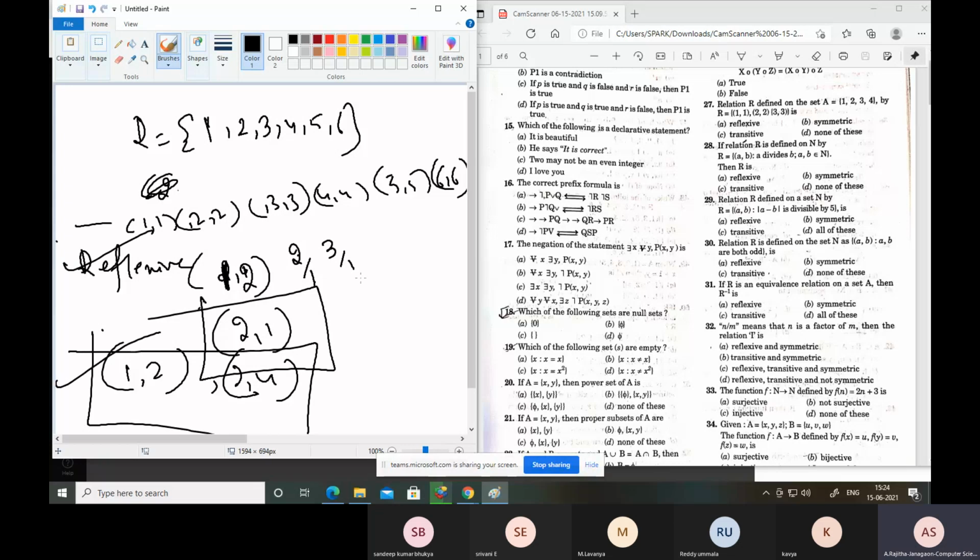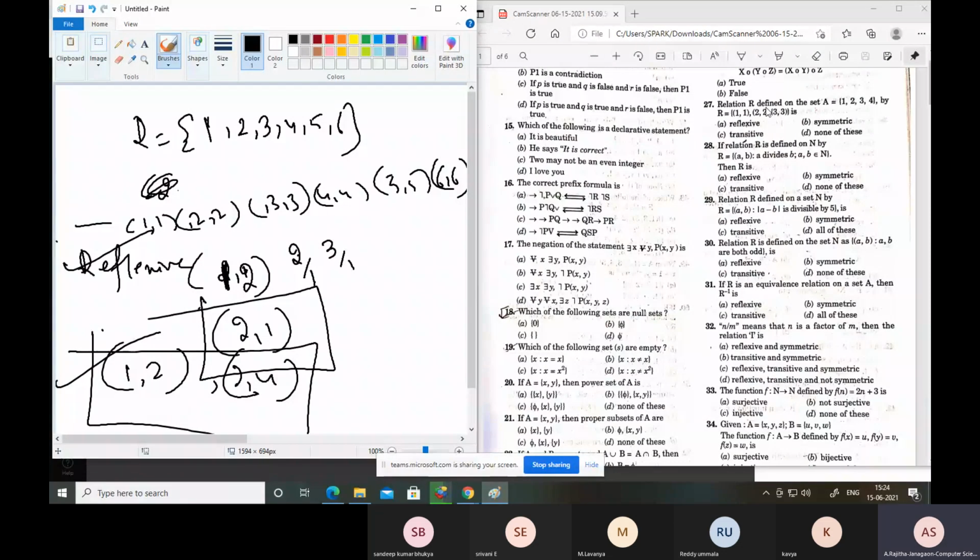And coming to this one, this is relation R, that is the 29th question. Reflexive relation R depends on a set N, where A minus B is divisible by 5. That is the 29th question. It satisfies the reflexive property, symmetric property as well as transitive property. So you have to check by using this example.